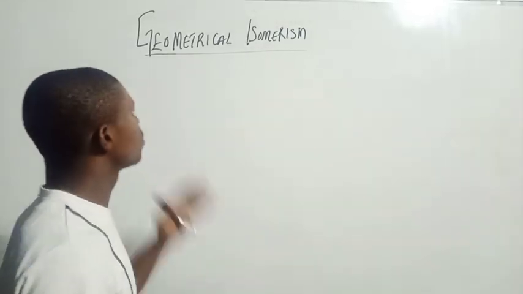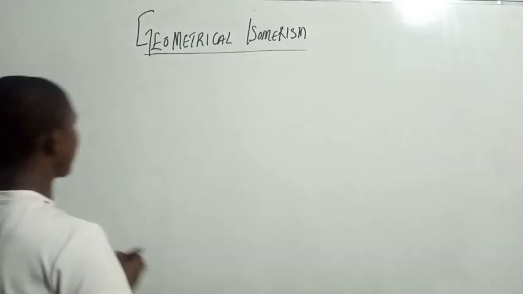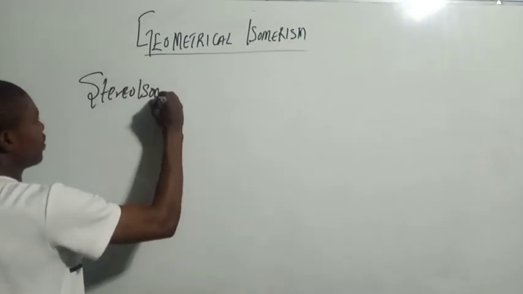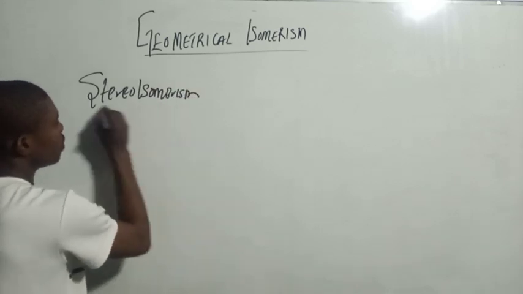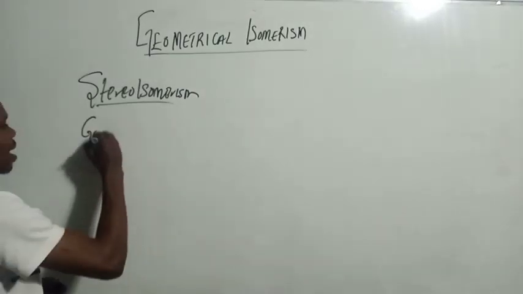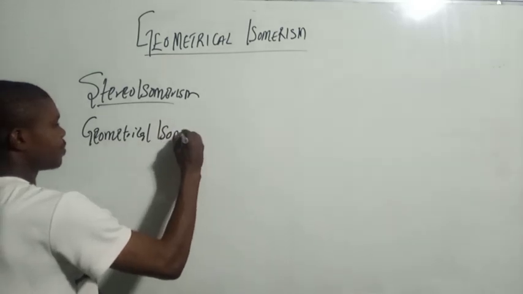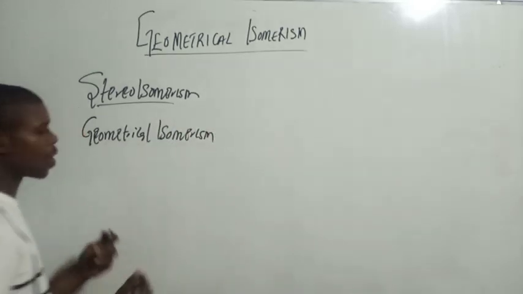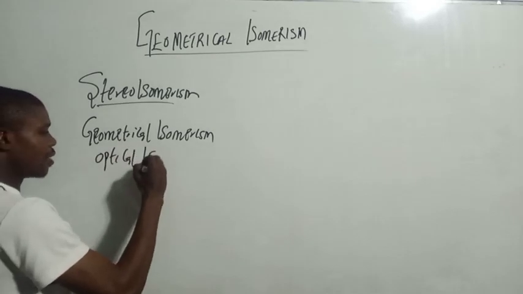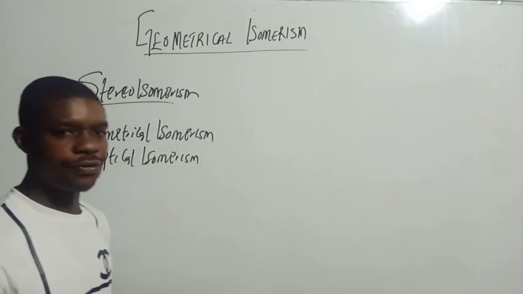In this video, let's talk about geometrical isomerism. Geometrical isomerism is under stereoisomerism. Stereoisomerism is divided into two. Here we have geometrical isomerism, which I'm going to look at in this video. And here we have optical isomerism, which we are going to look at in my future video.